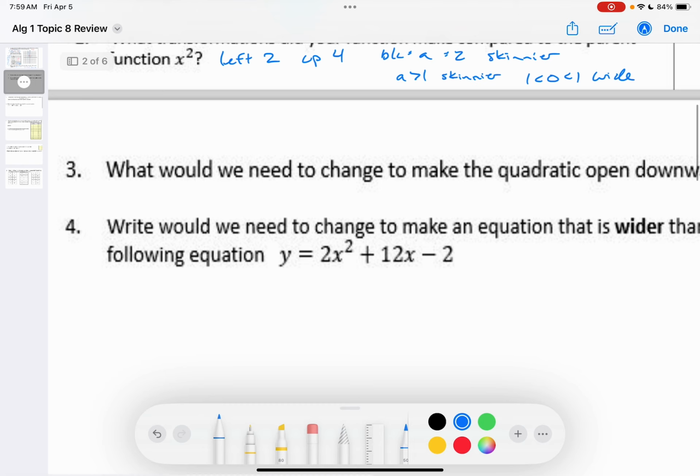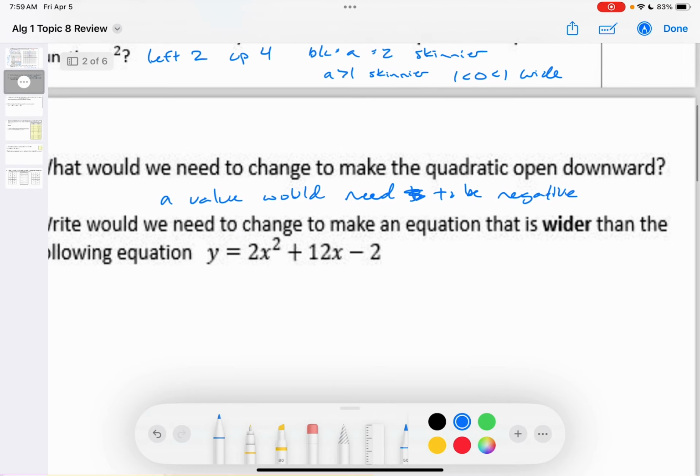What we need to make the quadratic open downward, that's always the a value. The a value would need to be negative. So like negative 2, x plus 2 squared plus 4.